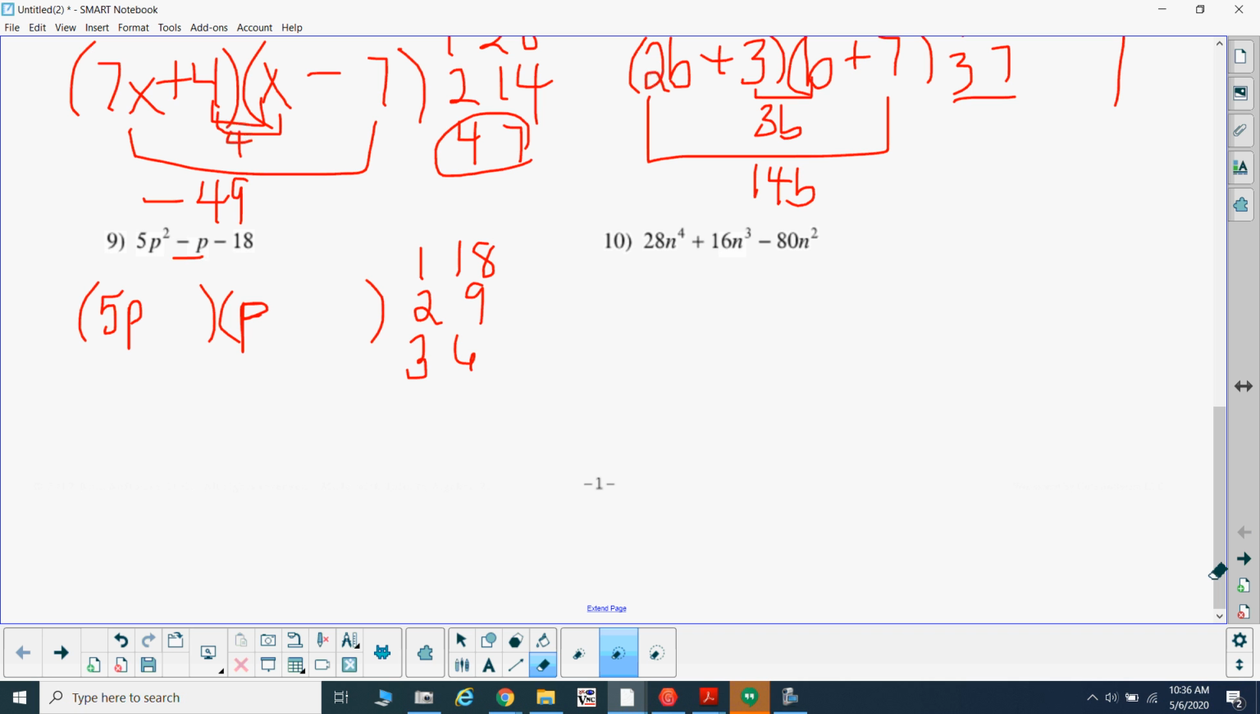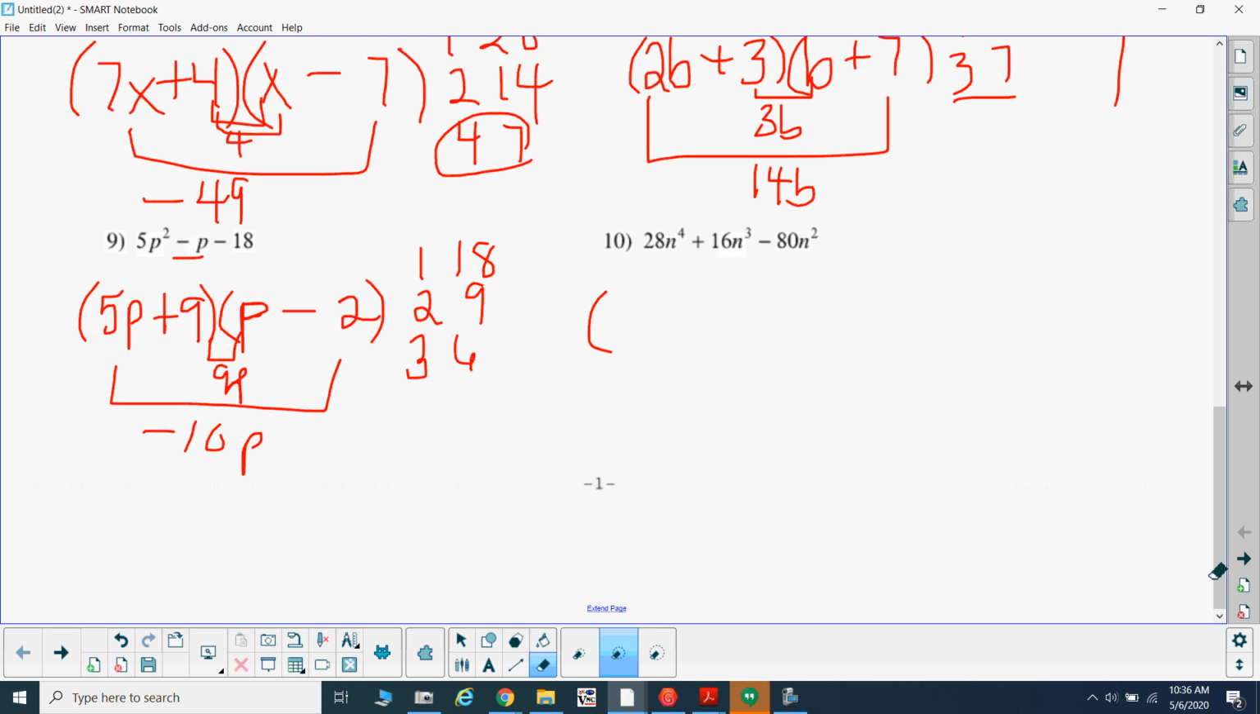So if I take 3 times 5, that'd be 15. That's going to be too much. 15 and 6 isn't a difference of 1. 1 times 5 and 18 isn't going to be different. So it's got to be the 2 and the 9. I want the 2 times the 5 because then it'd be 10, and then this would be the 9. I want it to give me a negative 1p. Well, this is a 10p, there's my 9p. So I want the 10 to be the negative, so it would be this way.